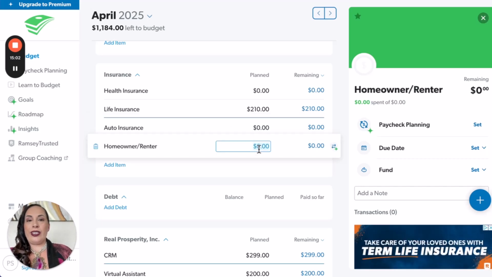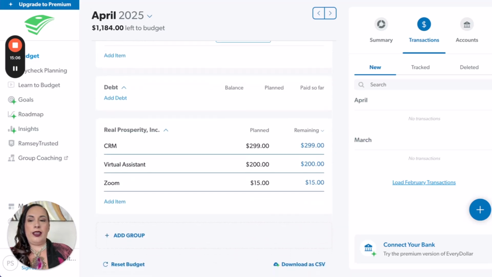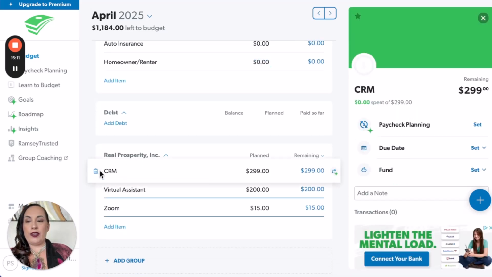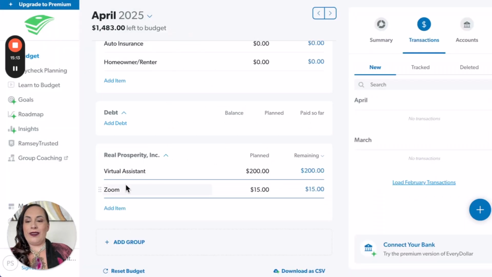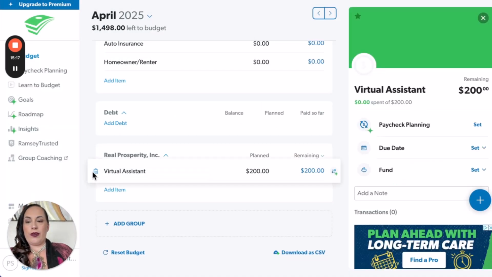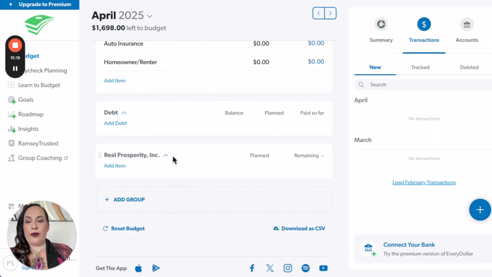Homeowners or renters insurance, that is included in the HOA, so we're good there. And then debt, we actually don't have any consumer debt, so that's good. I'm going to delete all of this because I want to show you something with it. Okay, I'm going to delete this entire group.